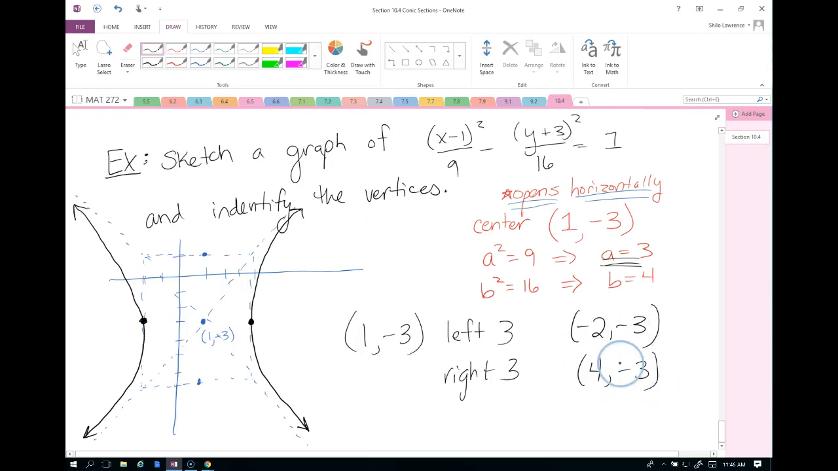So my y hasn't changed because I haven't moved up or down any. I'm just moving left and right from my center. So these are my vertices. Your vertices are left and right from your center because our hyperbola opens left and right. If this opened up and down, then our vertices would be up and down from our center, and we would use the b value to find them.